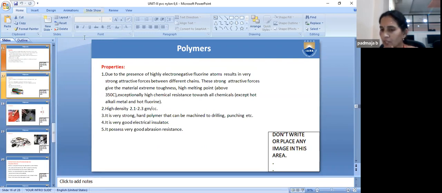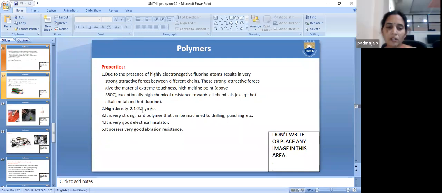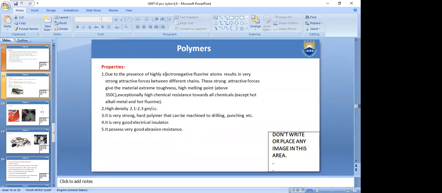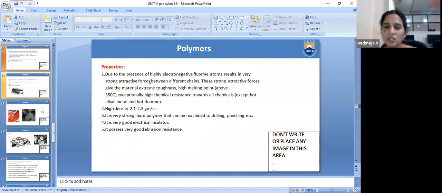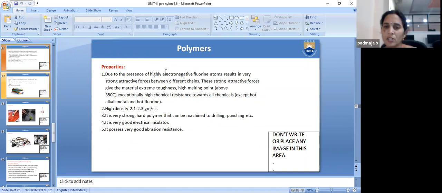Now students, tell me the properties of Teflon. It has high density, 2.1 to 2.3. Why does it have a high melting point, 350 degrees centigrade? Because of strong attractive forces between polymer chains due to the presence of highly electronegative fluorine atoms. So this polymer is very strong and hard.